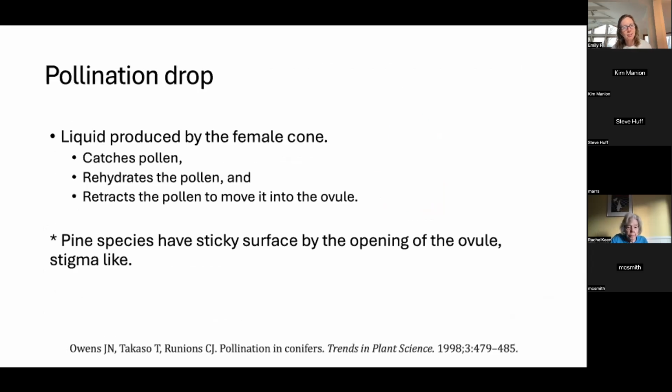One of the interesting things, I take lots of classes because I really want to learn more about plants all the time, because that's the way I roll.